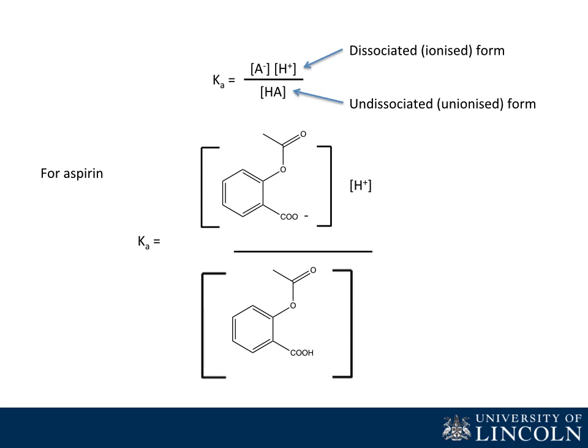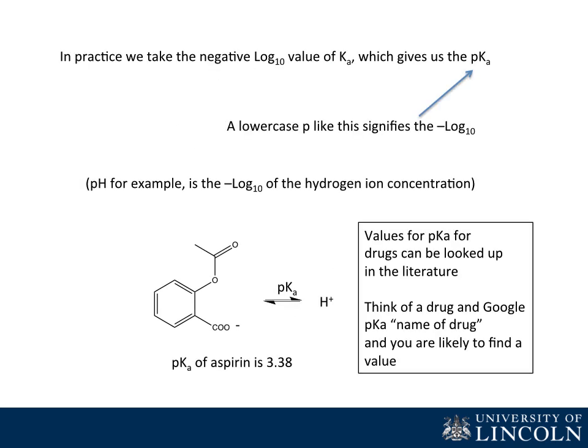Now that's the Ka, but we don't use Ka that much. We use a different parameter called pKa. Now a lowercase p signifies a negative log. It's exactly the same, for example, with pH. pH is the negative log of the hydrogen ion concentration. So we use pKa, and you can find the dissociation constants, the pKa's, for a range of drugs. If you try putting pKa in the name of a drug into Google, you're quite likely to find a value. The pKa for aspirin is 3.38.